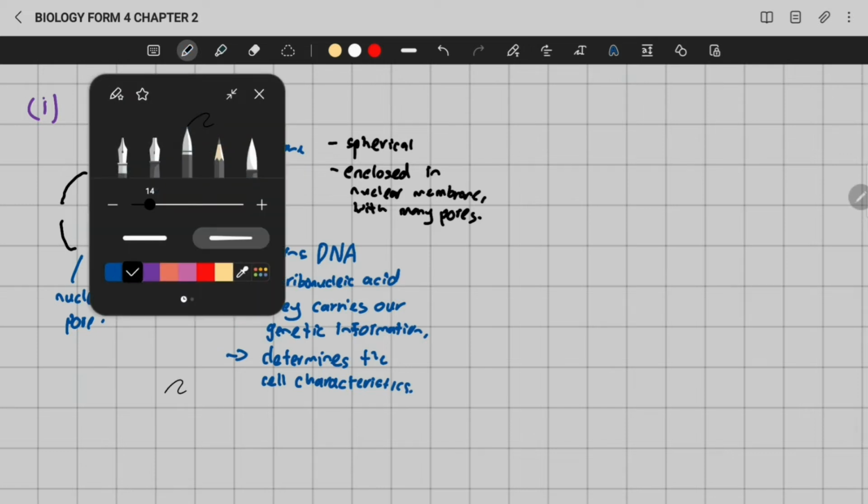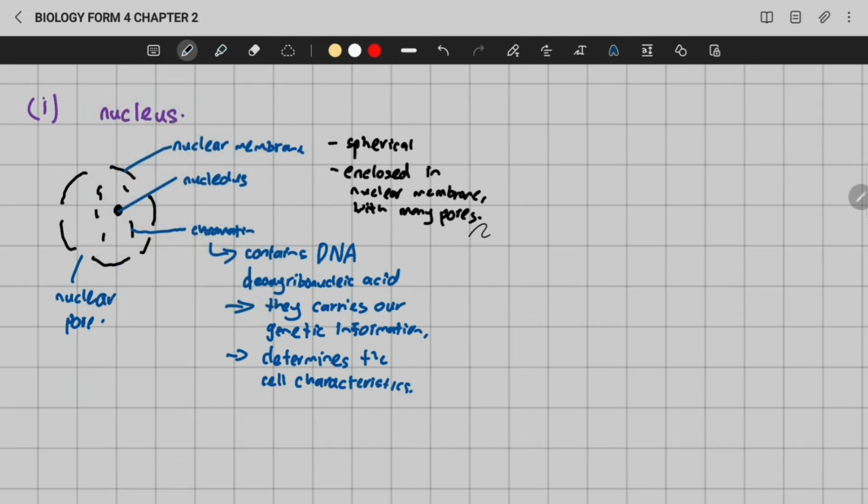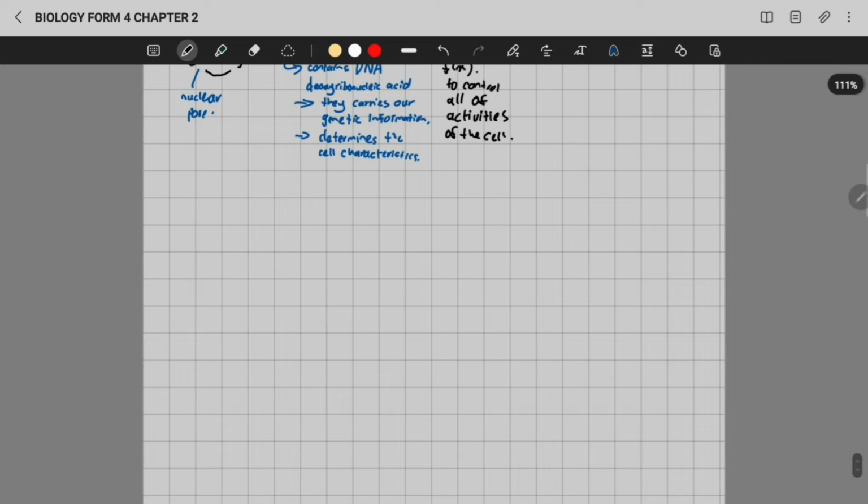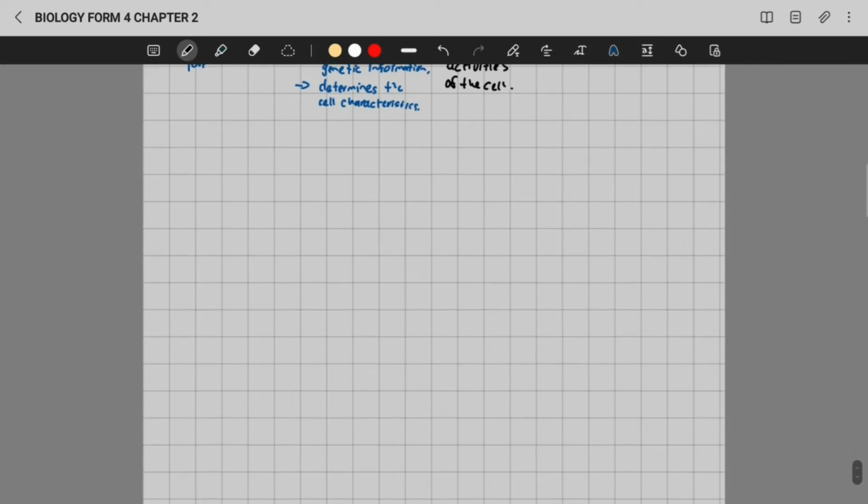And you should know that the general function of the nucleus is to control all of the activity in the cell. Like I said before, it is like our brain, but this is the nucleus, the cell's brain. Then we have, let's go further, the mitochondria.